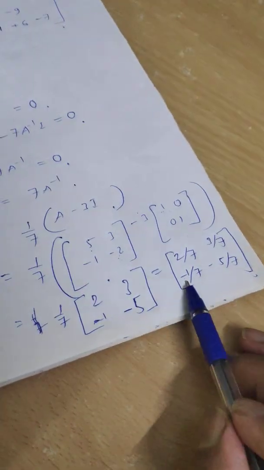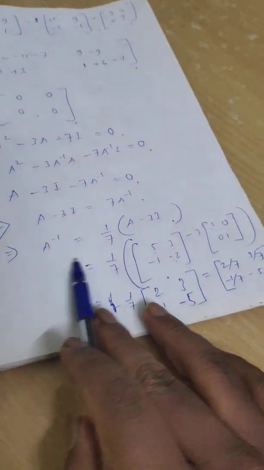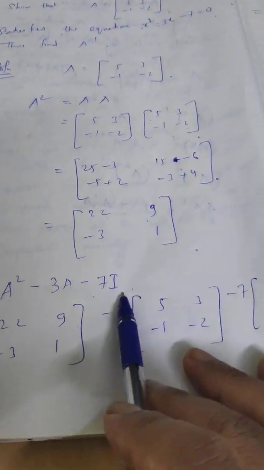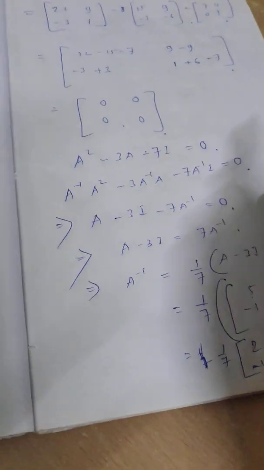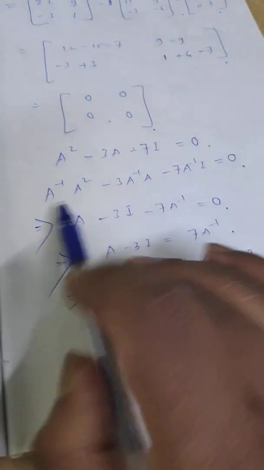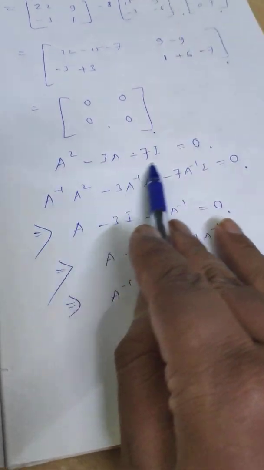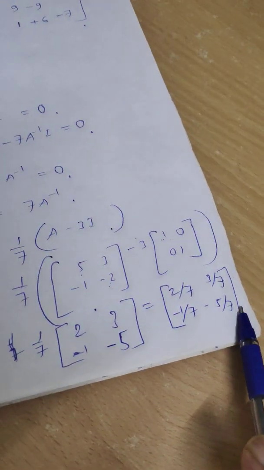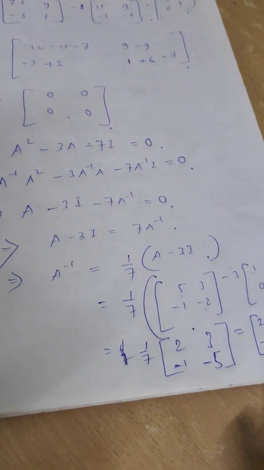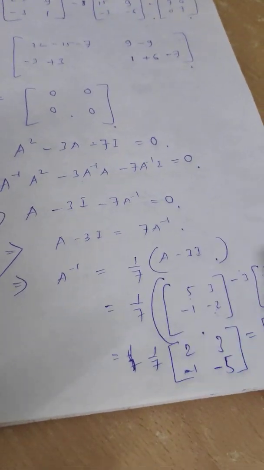So this is your A inverse. You have to first find A square minus 3A minus 7I equal to 0. You cannot directly find A inverse using the formula adjoint A by determinant A. You have to multiply the whole equation by A inverse, and from this you find A inverse. Okay, understood? This is one sum we have done. Next video I am doing another sum.